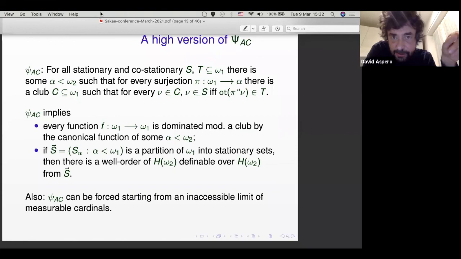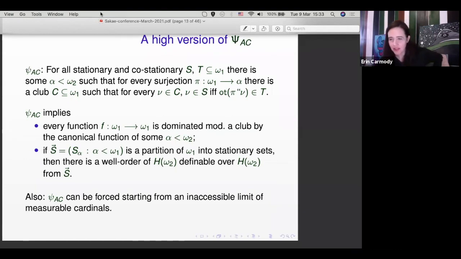So the coding comes from looking at, as I said, your decoding parameter, which is this partition of omega 1, S alpha for alpha less than omega 1, into stationary sets that you're using in the place of S. So in place of S, the union, what I call SA, the union of S alpha where alpha is in A, would play the role of S. Okay, I think I understand a little more. Thank you. It's interesting.